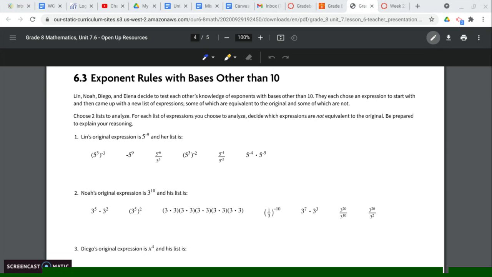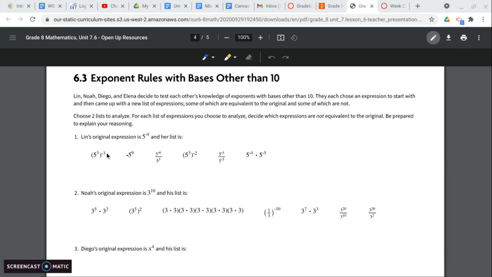So if we look at Lynn's, she's got 5 to the negative ninth. Here's her list. So she's got 5 to the negative third to the 5 to the third to the negative third, negative 5 to the ninth, 5 to the negative sixth divided by 5 to the third, 5 to the third to the negative second, 5 to the negative fourth divided by 5 to the negative fifth, 5 to the negative fourth times 5 to the negative fifth.